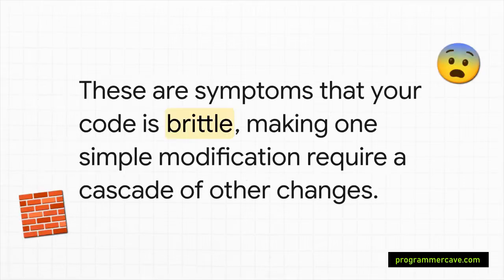Now this next group, this one is particularly painful. Change preventers. These are symptoms that your code is incredibly brittle. They're the things that make a seemingly simple change feel like performing brain surgery, where tweaking one little thing causes a whole cascade of other changes all over the codebase.